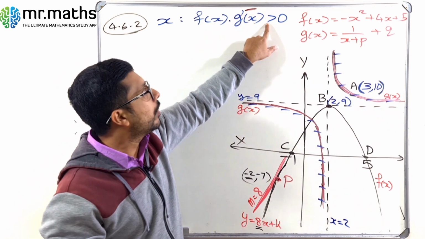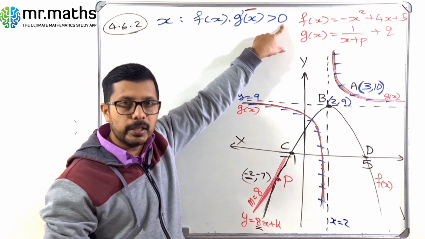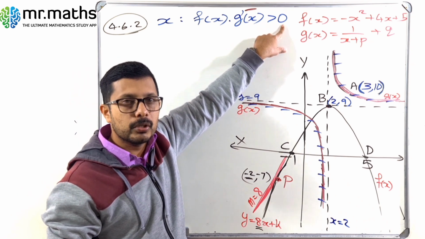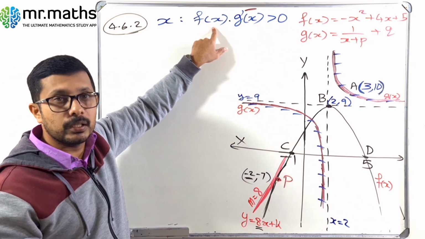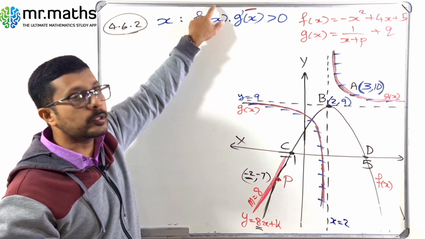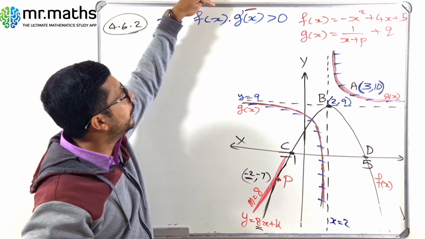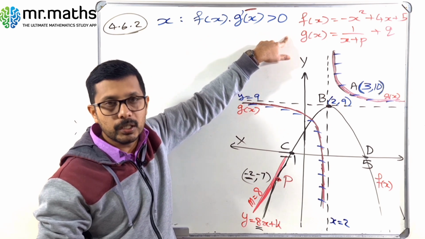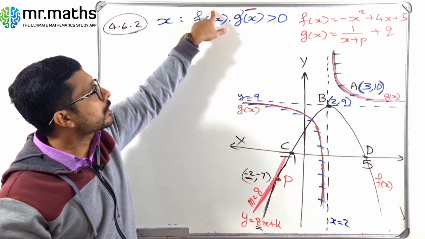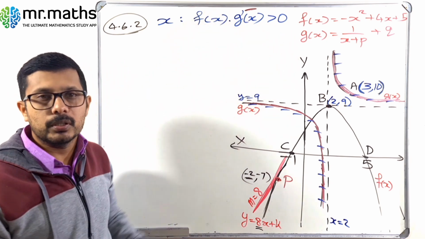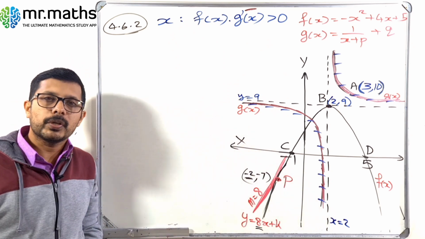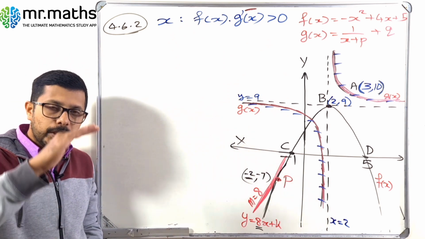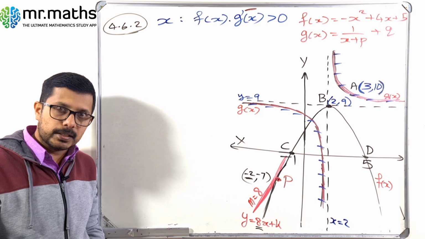But they want the answer as positive. Greater than 0 means positive. So what must this one be? This one also must be negative. Then only, negative times negative, they will get the answer as positive. Okay, so f of x must be negative. So when can you say that f of x is negative? When it is below the x-axis.